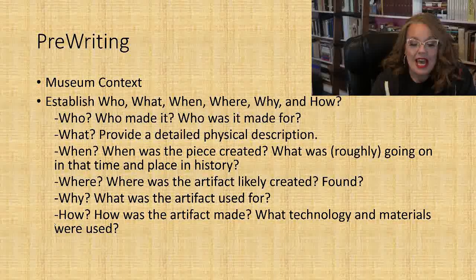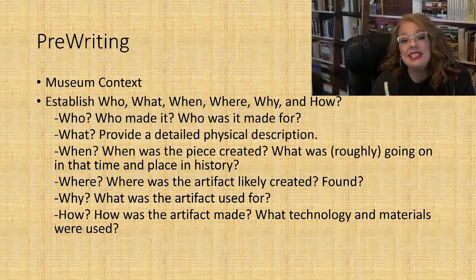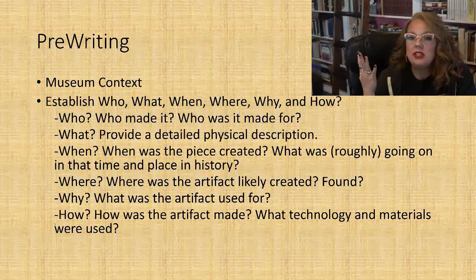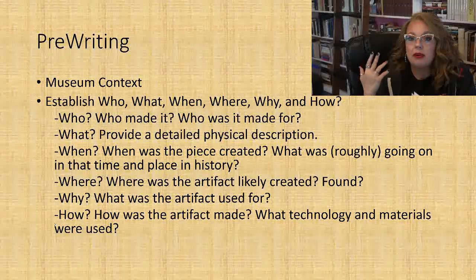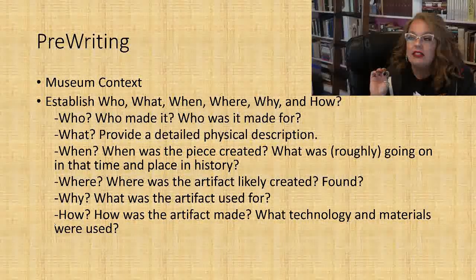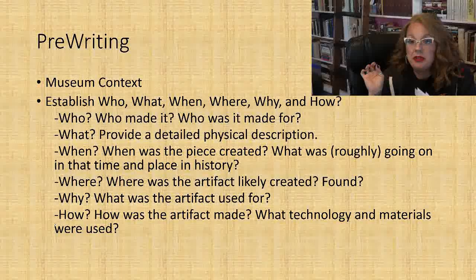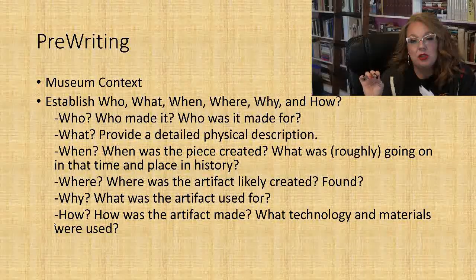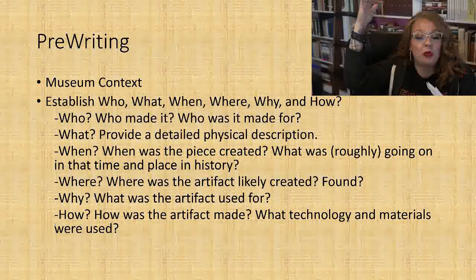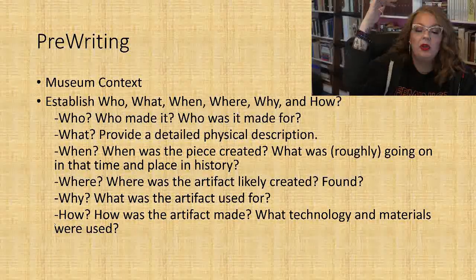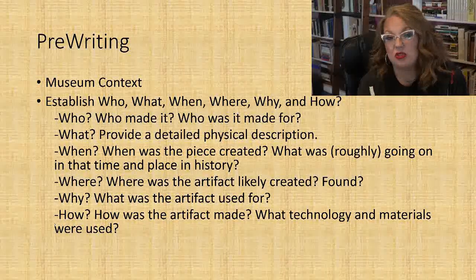And then the how. How was it created? What is the technology? Sometimes historians learn as much from the technology of how something was created as they learn from all the other parts of our who, what, when, where, why, and how. So you're definitely going to want to include the technological piece too.